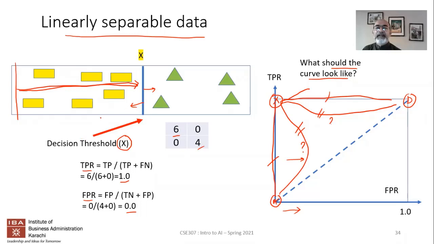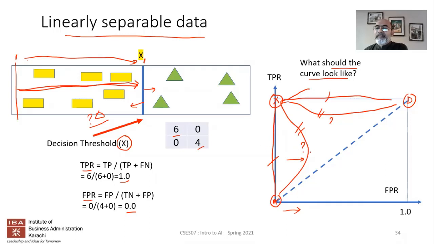Can you actually have a triangle in here? Well, since it's linearly separable, it should be clear that there are no triangles over here in this region, right? And if there are no triangles in this region, then it should be quite clear that the false positive rate will always remain 0 as you move the decision threshold from this particular point to this point. I hope that's clear.